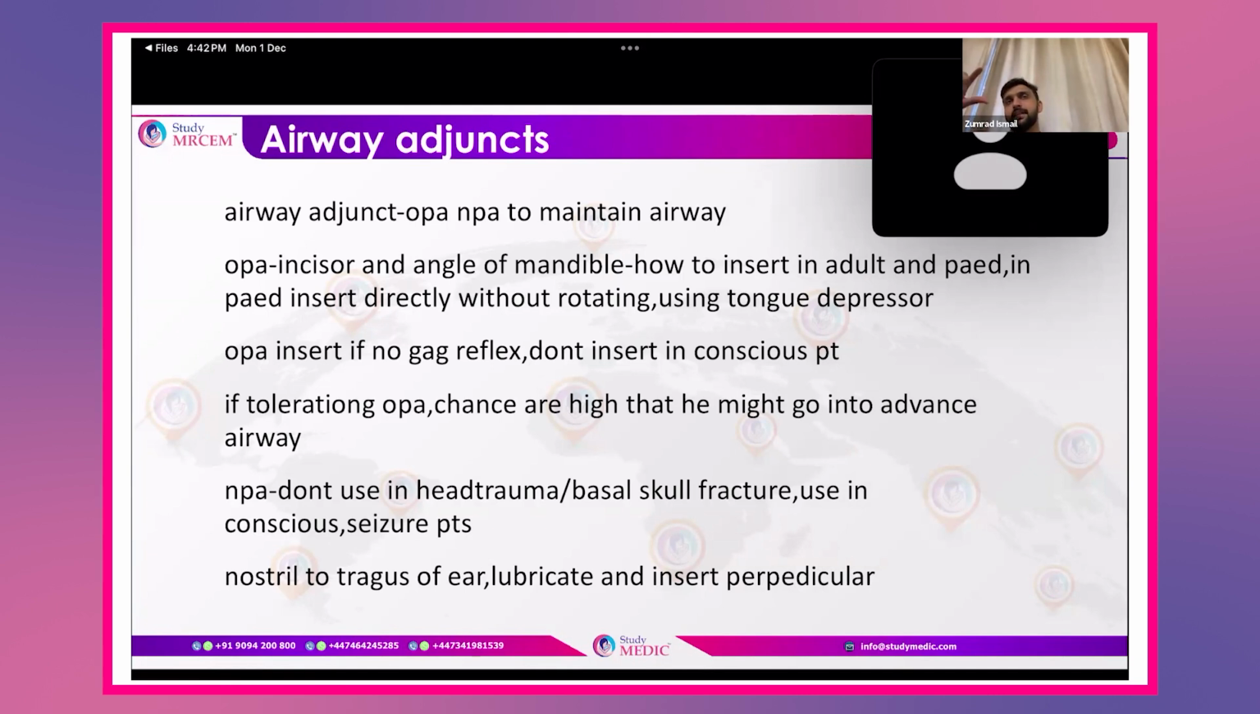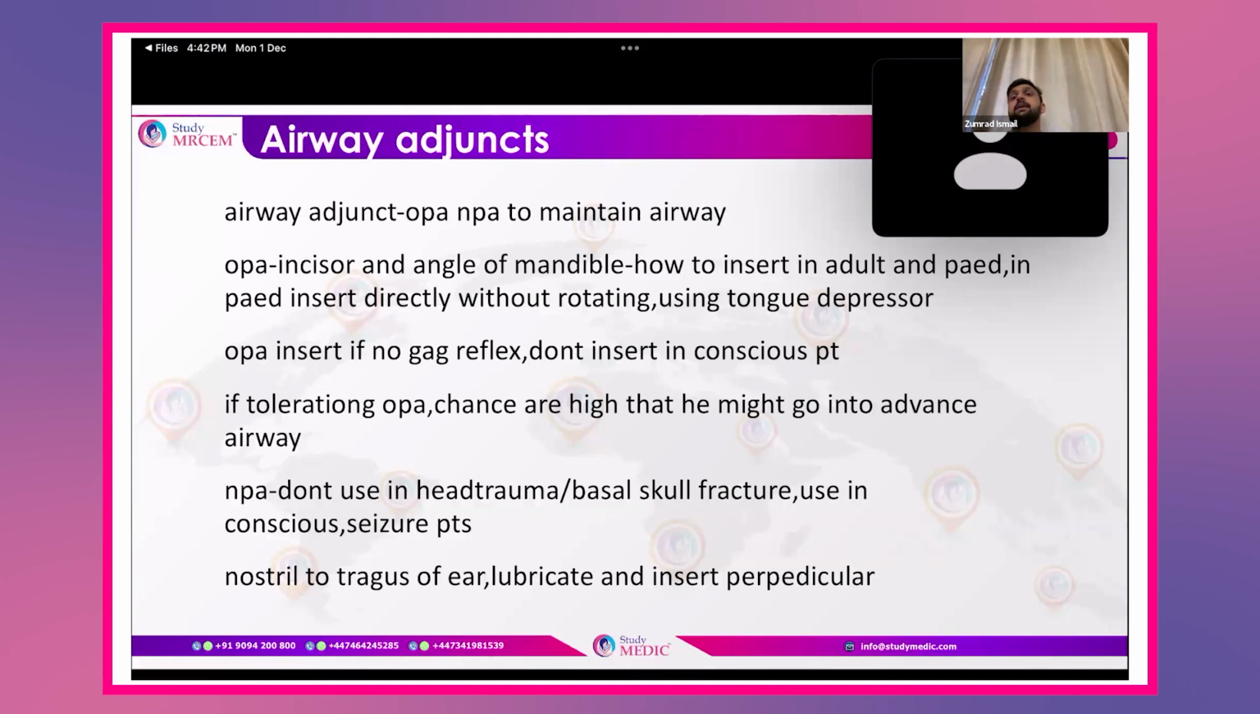How will we measure the size of the oropharyngeal airway? It is very important to know that, to understand how to measure the size and how to insert. The indications and contraindications you might be knowing. The oropharyngeal airway is measured from the incisor to the angle of mandible. From the incisor to the angle of mandible, we measure.